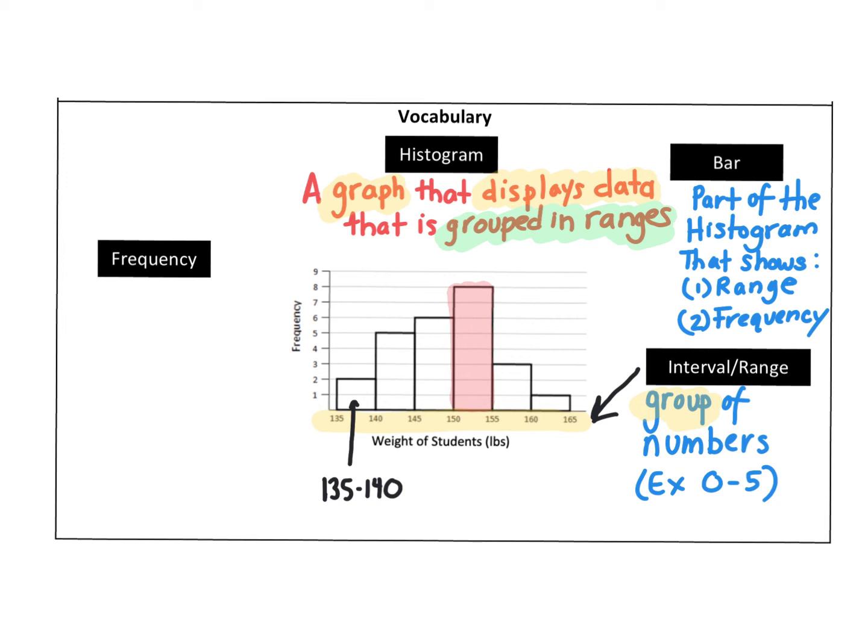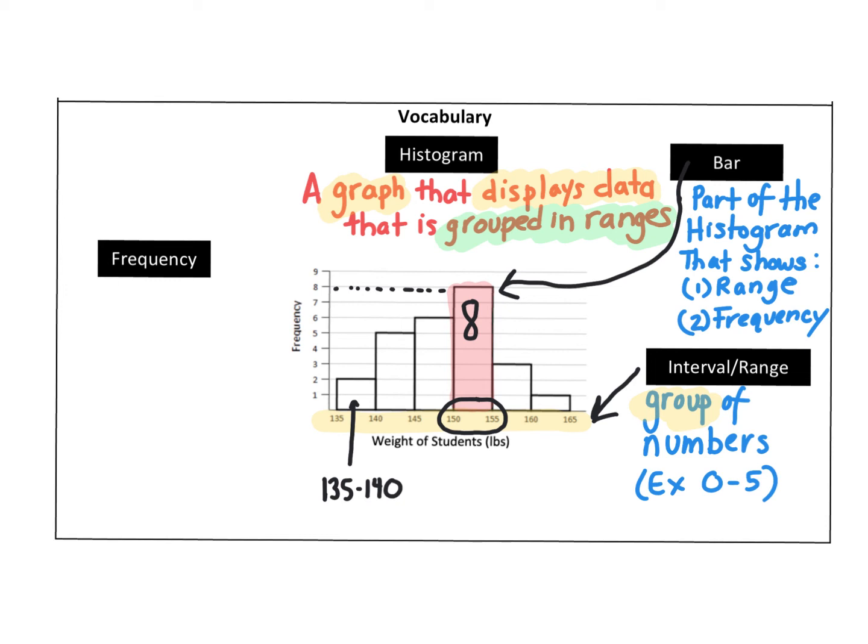This middle bar. Okay, so now I'm going to draw an arrow to it. Make sure you're drawing these arrows. The last notes I saw, some people didn't draw these arrows, and it's really important, okay? So that's an example of a bar. It tells the range, which is between 150 and 155, and the frequency, which is 8. Okay, so it tells both things. The bar shows the range and the frequency. The range is 150 to 155, and the frequency is 8.